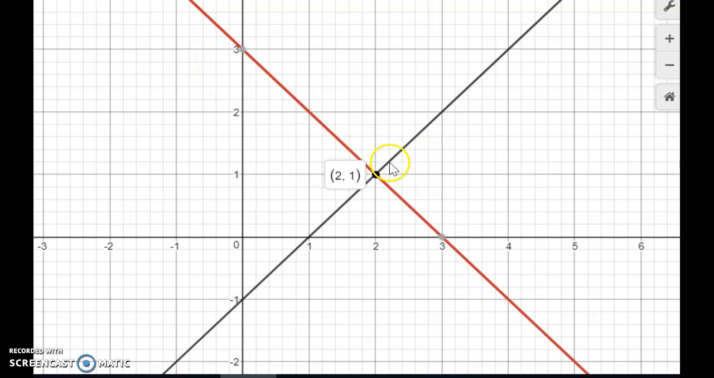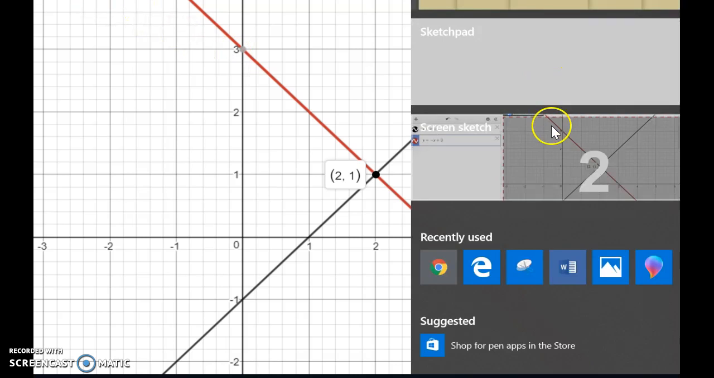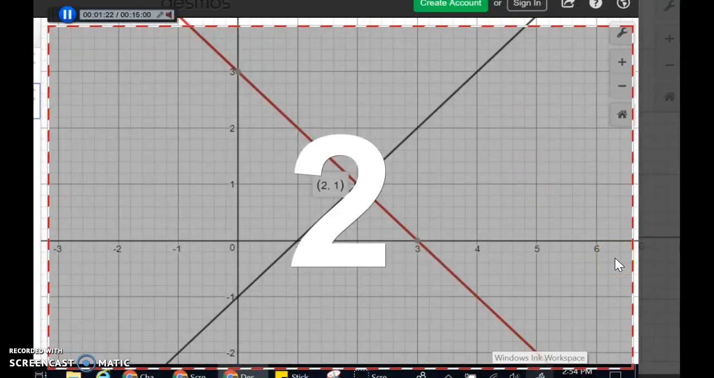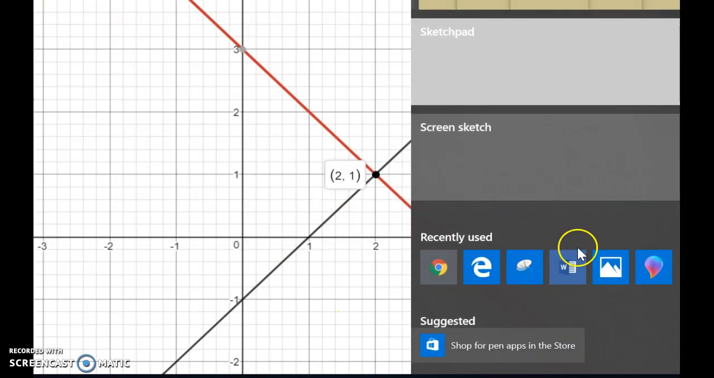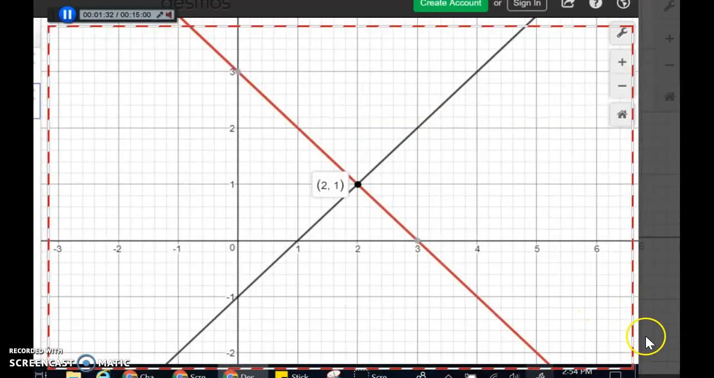So now we're going to take a look at this solution and plug it back into both equations and see if it does work out. So let's look at both of those equations. Let me fix this really quick. Go back here. Look at both of those equations. So our first equation was y equals x minus 1. We're going to take this and plug it in.